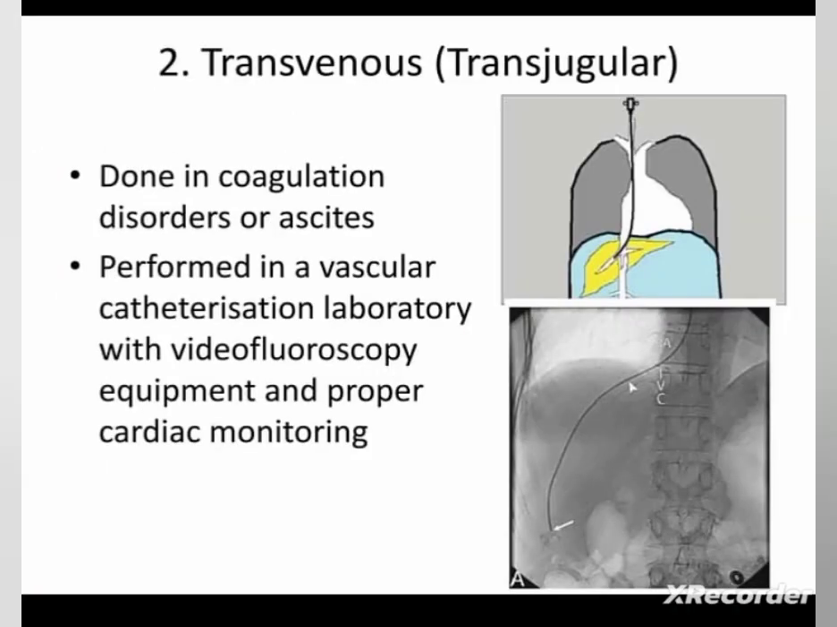Another method of liver biopsy, that is transvenous or transjugular biopsy. This biopsy is done in coagulation disorders or ascites and performed in a vascular catheterization laboratory with video fluoroscopy equipment and proper cardiac monitoring. So transvenous liver biopsy is mainly done for coagulation disorders or in case of ascites, and mainly it is performed in a vascular catheterization laboratory with video fluoroscopy, and proper cardiac monitoring is essential in case of transvenous liver biopsy.